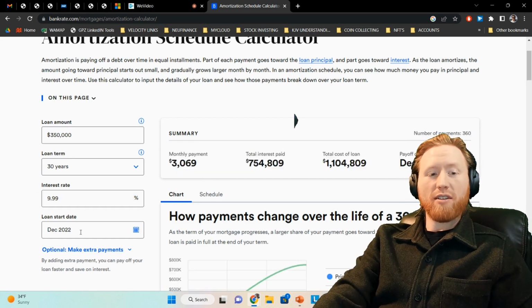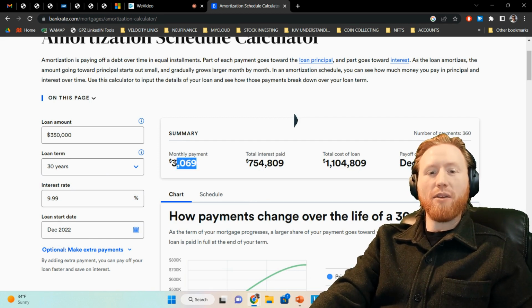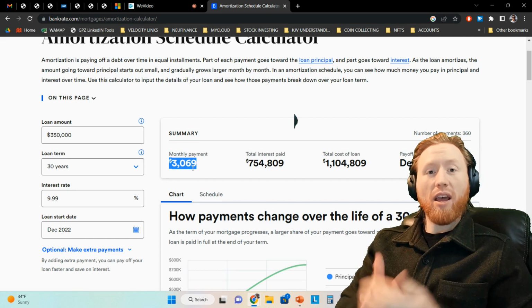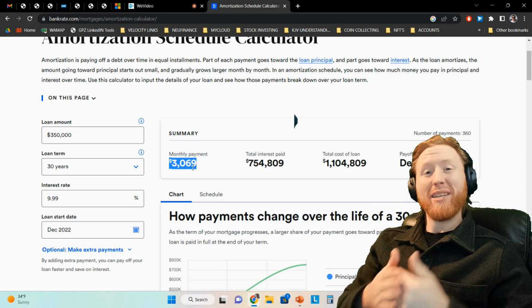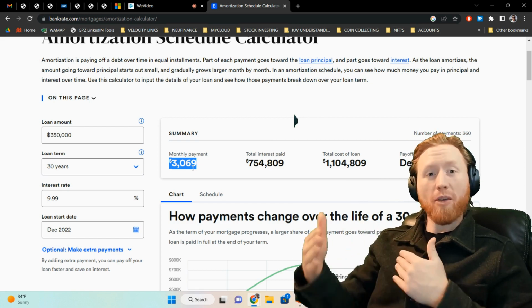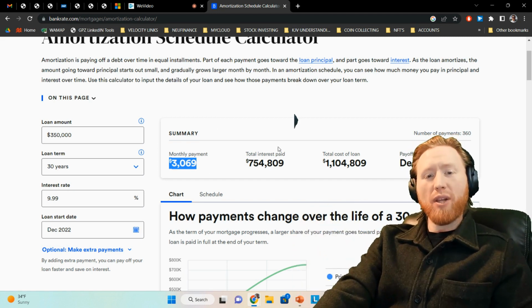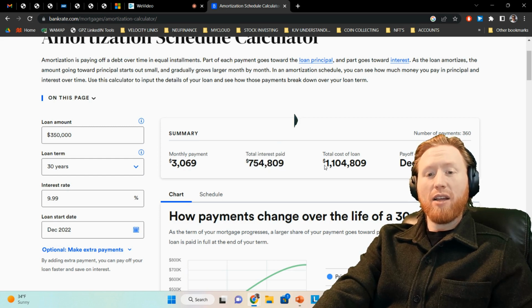Now, assuming we start in December, which is this month that we're in right now, this is what you're going to get for the monthly payment. That's your interest and principal payment, and it's going to be the same for 30 years. That's what fully amortized is. It means the interest is always built in with the principal on your payments, and the payment doesn't change for the life of the loan. So it's really neat. You can see the total amount of interest that's going to be paid on the loan is right here, $754,000. The total cost of the loan is 1.1 million.